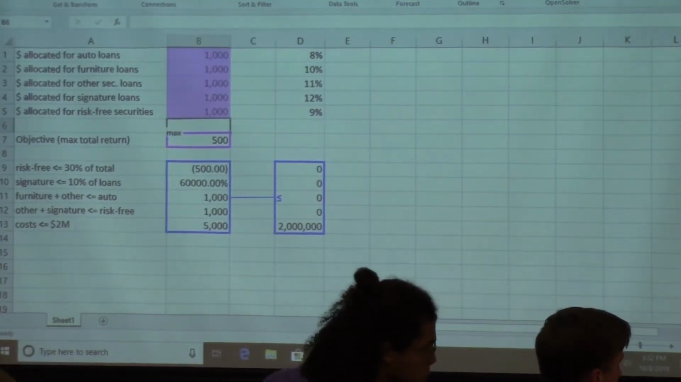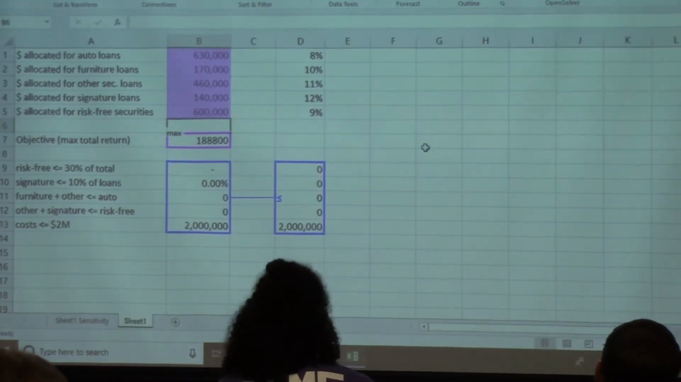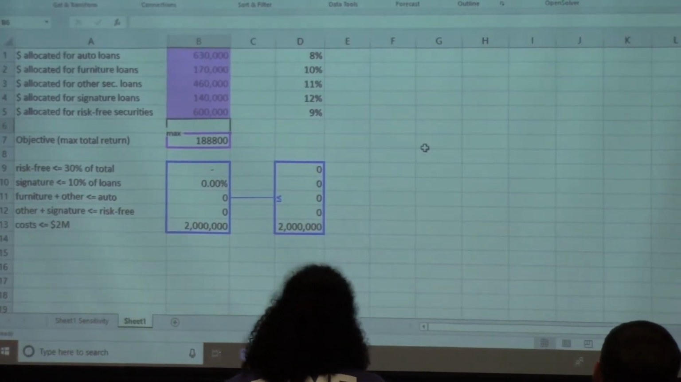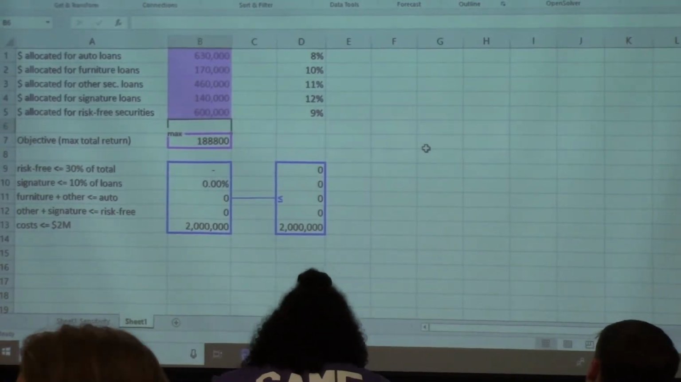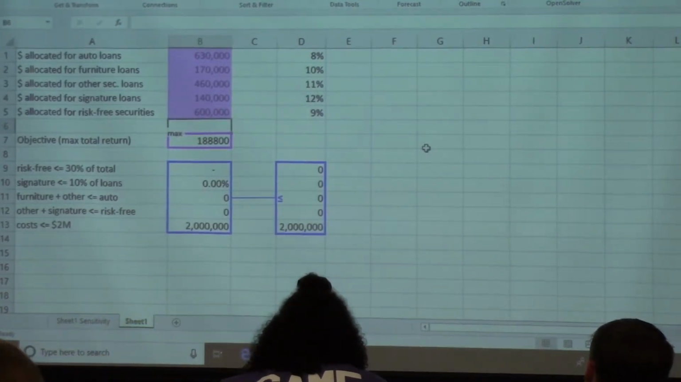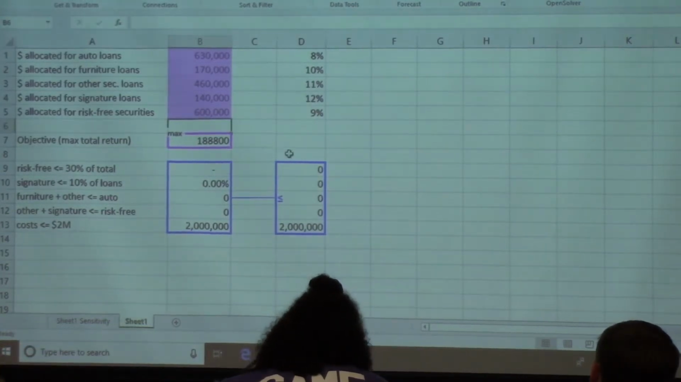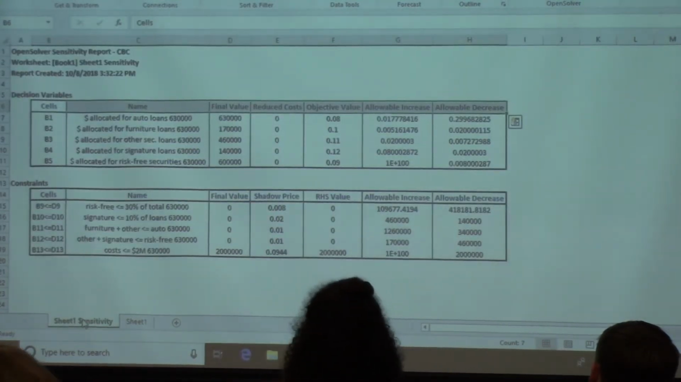So let's go ahead and click on solve here. And we have our solution here. Okay? What are our binding constraints? Can we tell from here? How do we tell which ones are our binding constraints? It's easy to tell from our sensitivity analysis, right? Which ones are our binding constraints?